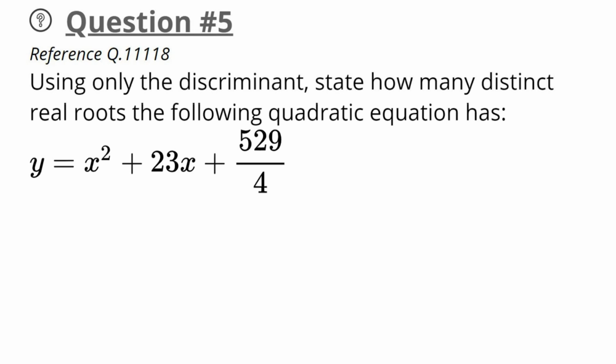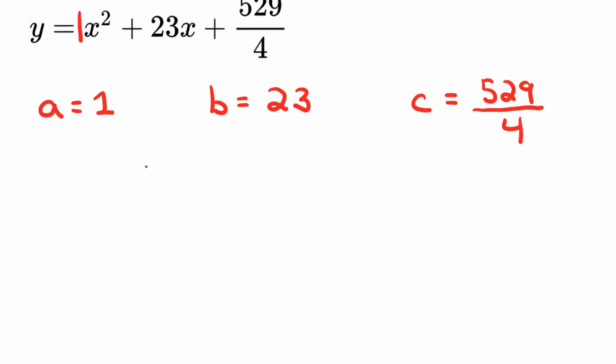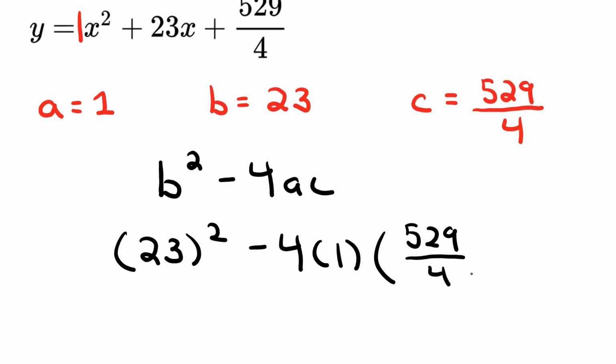Okay, going to question number 5, another quick question where we need to use the discriminant. We need to state how many distinct real roots are in the following quadratic equation. So let's find the values. The value of a here is 1. The value of b is going to be 23. And the value of c is going to be 529 divided by 4. All right, so we clearly state the values of a, b, and c. And after that, let's write the discriminant, which is b squared minus 4ac. The value of b is 23, so 23 squared minus 4 times a, which is 1, and the value of c is 529 divided by 4.